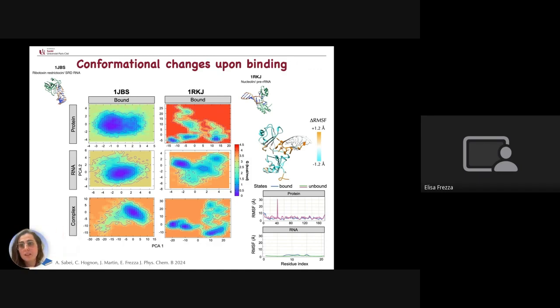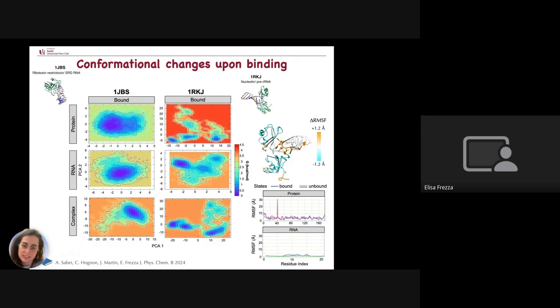On the left, the ribotoxin restrictor with sRNA shows that although there are mostly no changes in the bound protein and RNA, there are changes at the level of the complex, meaning that it should be a more rigid body movement. On the contrary, for nucleolin pre-RNA, we have changes in the bound structure of the RNA and the protein. So the changes of the RNA binding site are due to both local and global changes.